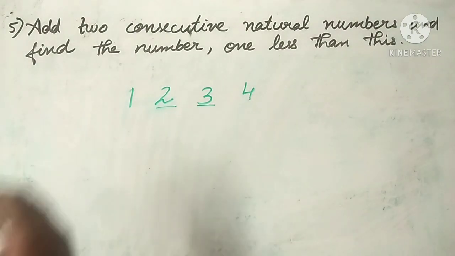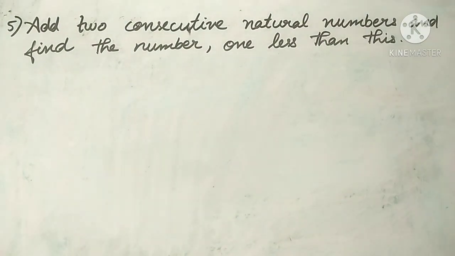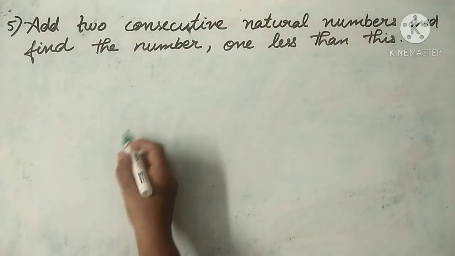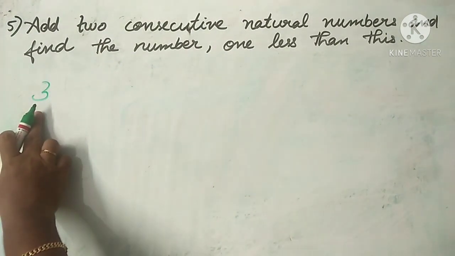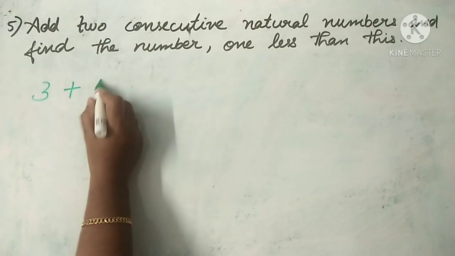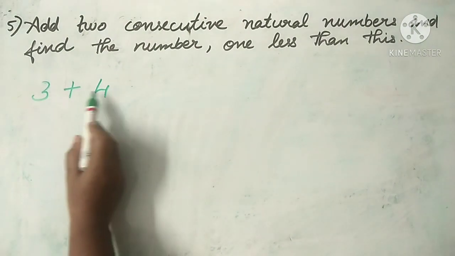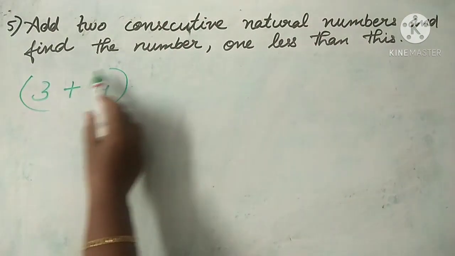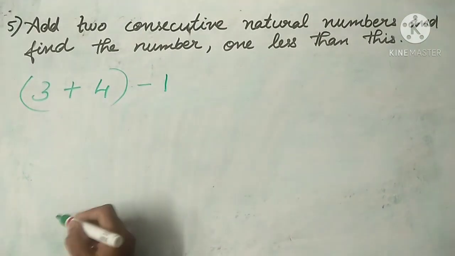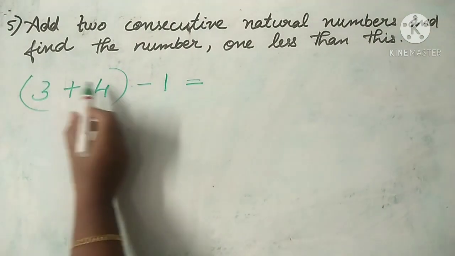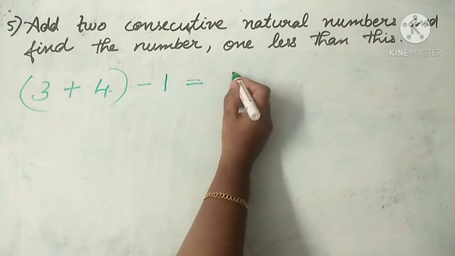So here, according to the question, add two consecutive natural numbers. To add two consecutive natural numbers, I take 3 as the first number. The consecutive number of 3 is 4. So I add 4 to 3. Add two consecutive natural numbers, 3 plus 4. And find the number 1 less than this. 1 less than means we have to minus 1. What will be the answer? 4 plus 3 is 7. 7 minus 1 is 6.